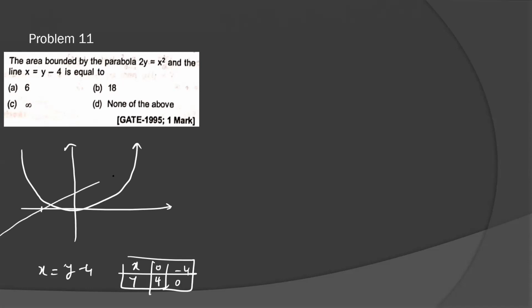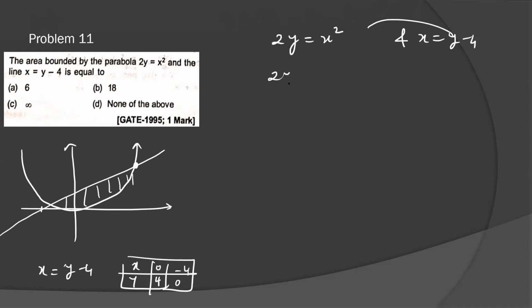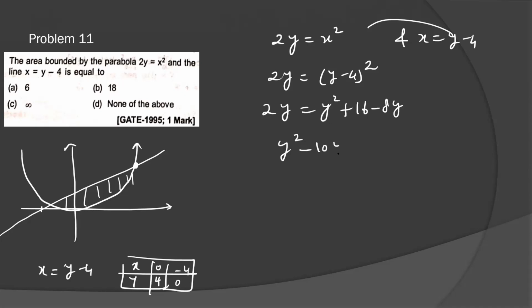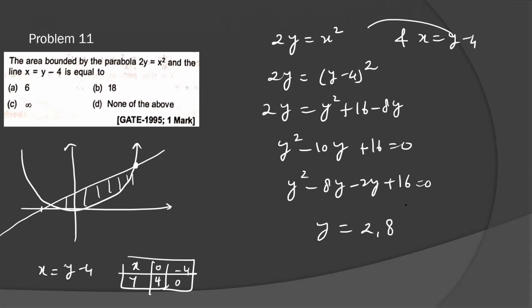So this is your parabola. So this is your bounded region. To find the intersection point, use 2y equal to x square and x equal to y minus 4. If you put x equal to y minus 4 in the given parabola, you can find the intersection point. So it will be y square plus 16 minus 8y. So y square minus 10y plus 16 equal to 0. So y square minus 8y minus 2y plus 16 equal to 0. So the value of y will be 2, 8.